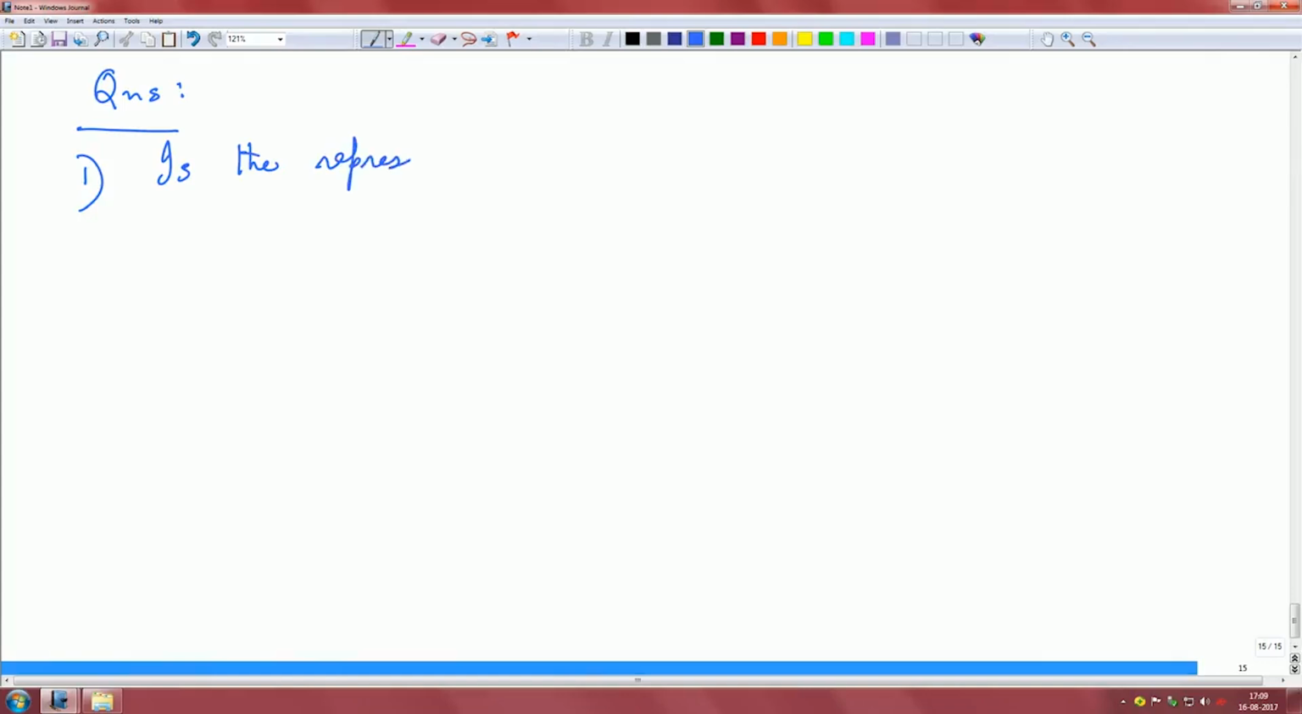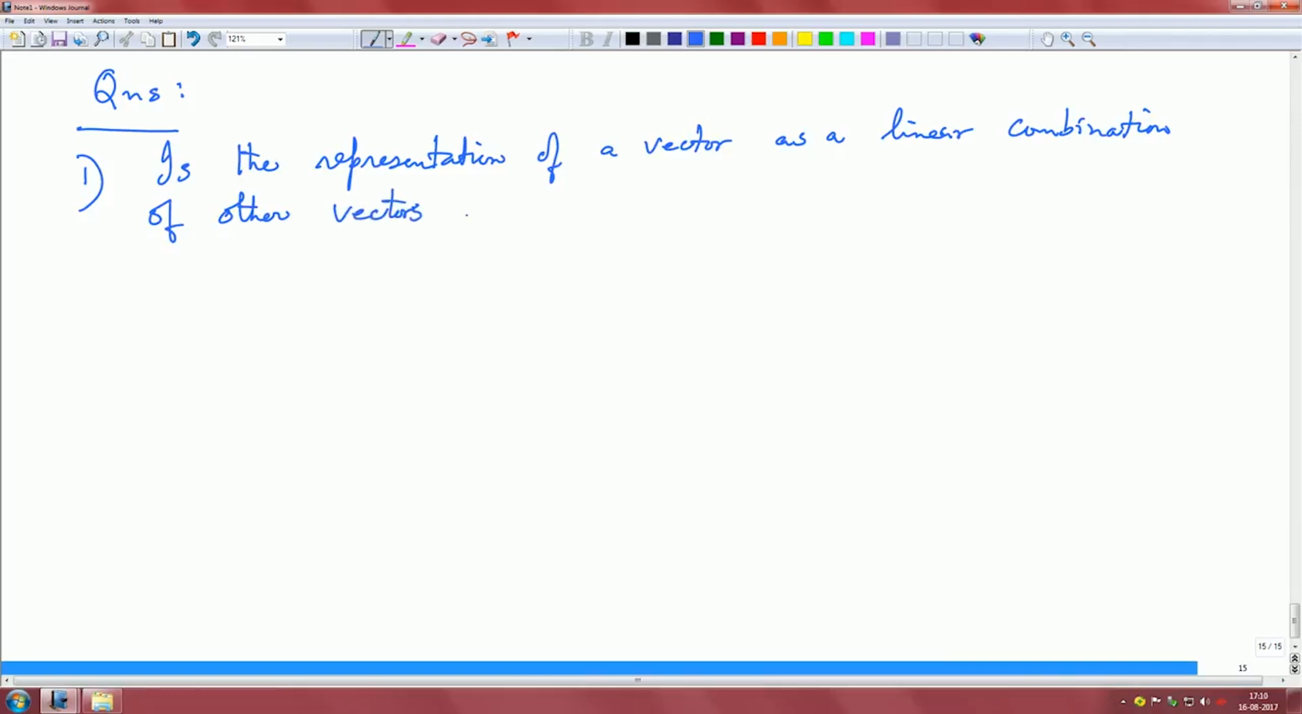So, let us ask this set of questions. Is the representation of a vector as a linear combination of other vectors unique?